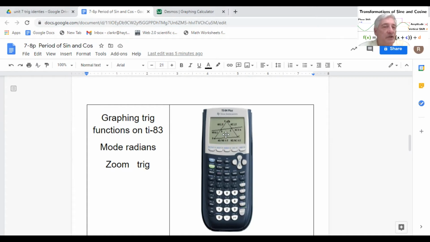The other thing we're going to do is zoom. We're going to use a standard trig zoom. So go to zoom and hit 7 for trig. That's going to give us a screen from negative 6.2, which is negative 2 pi, to positive 6.2, which is positive 2 pi. That's going to be your basic screen. We could make it cover 8 pi or 12 pi, but I think the standard zoom trig screen is going to be the best for showing you what period will do.